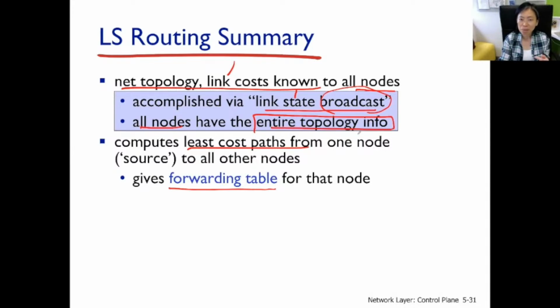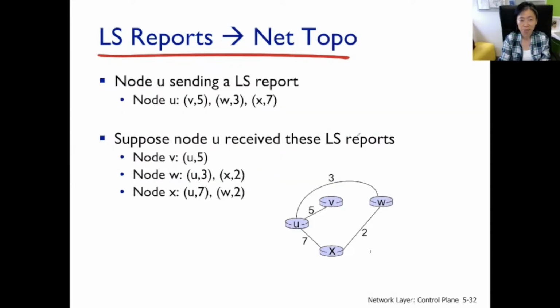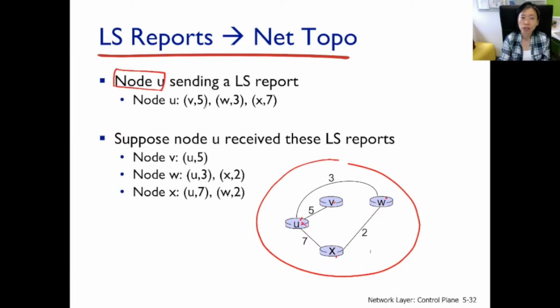Let me give you an example to illustrate how that is done. We have a very simple network here, only 4 nodes. You see, U connects to V, U connects to W, U connects to X. So if we are node U, and generating node U's link state report, it's going to contain this: the ID of the node itself, the 3 neighboring nodes V, W, X, and the cost on the link to these nodes, 5, 3, 7. So U to V, link cost 5. U to W, link cost 3. U to X, link cost 7.